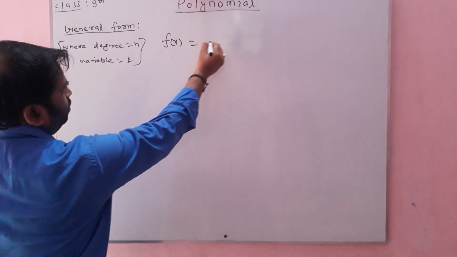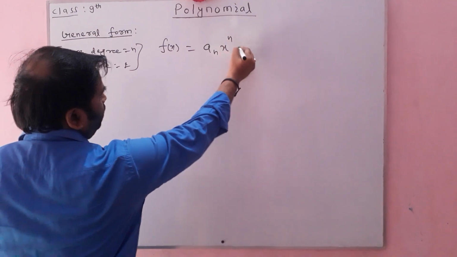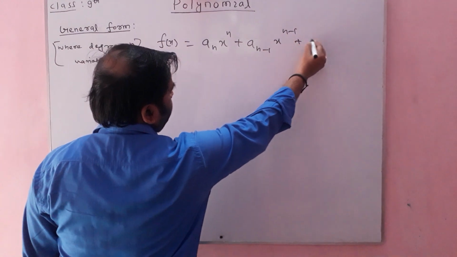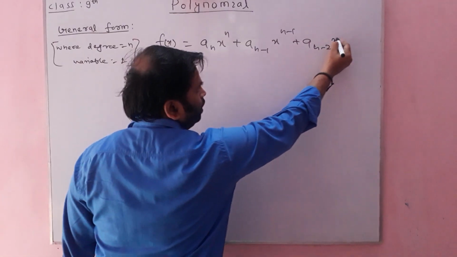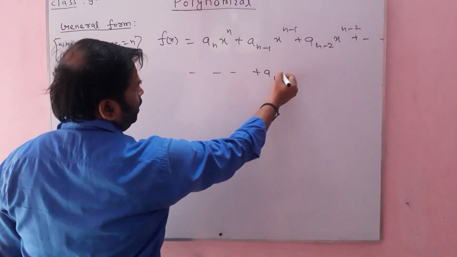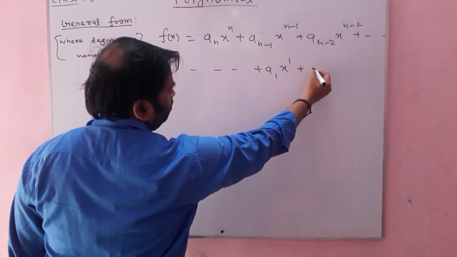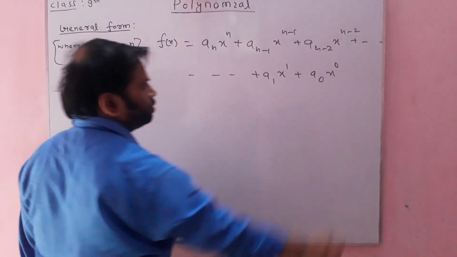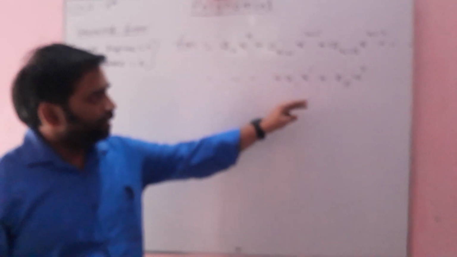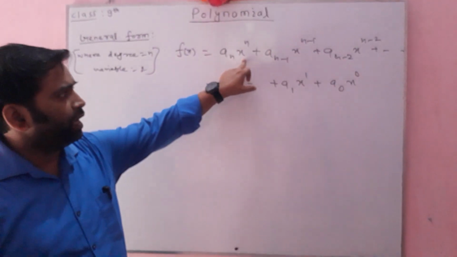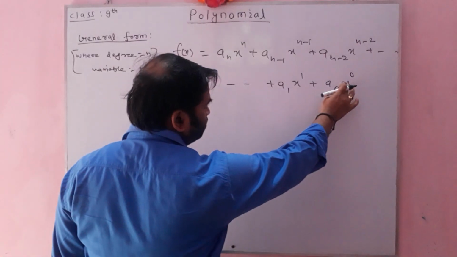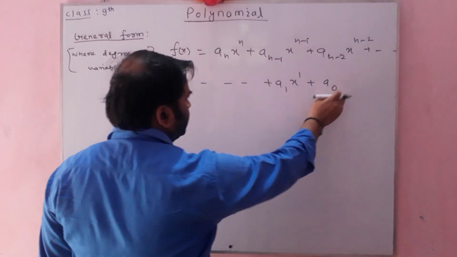Let f(x) is equal to a_n x^n + a_(n-1) x^(n-1) + a_(n-2) x^(n-2) plus up to a_1 x^1 + a_0 x^0. This is the general form of the polynomial where the degree is n and the one variable is x. Here I am writing a_0 x^0, and x^0 is equal to 1, so we will write here a_0.